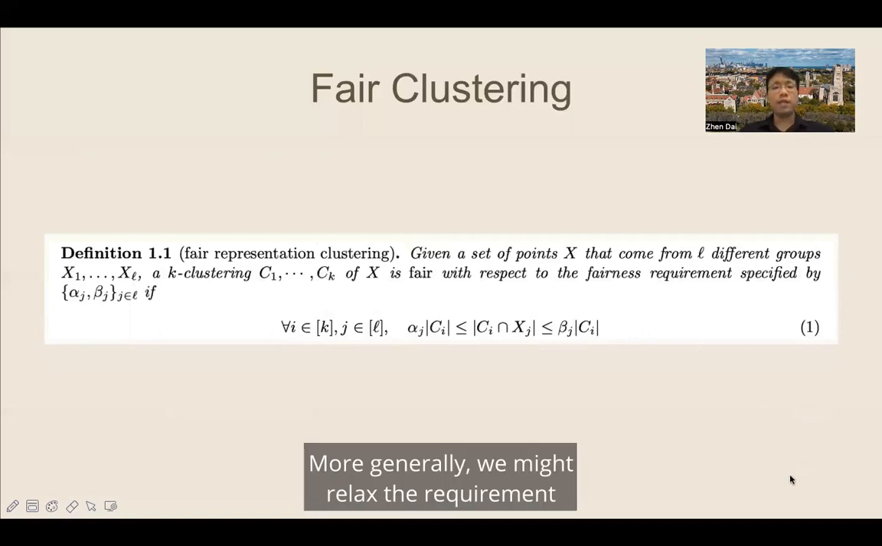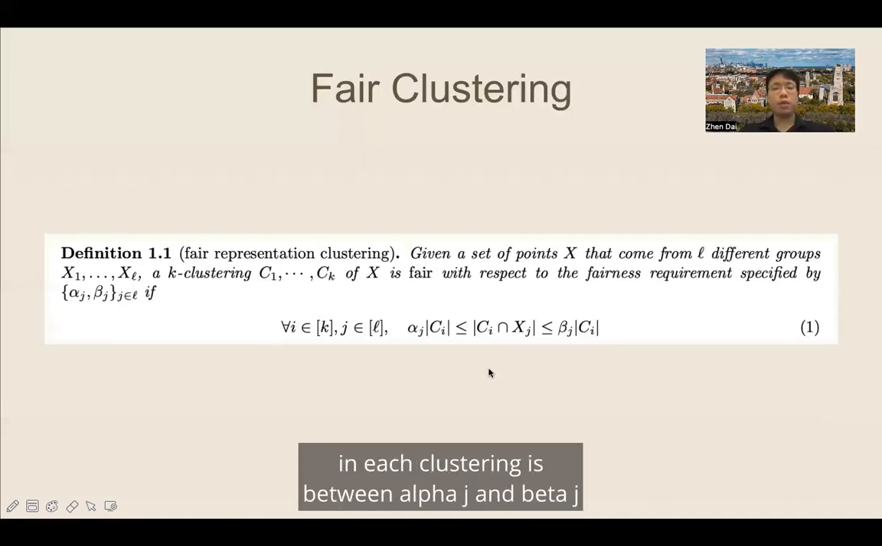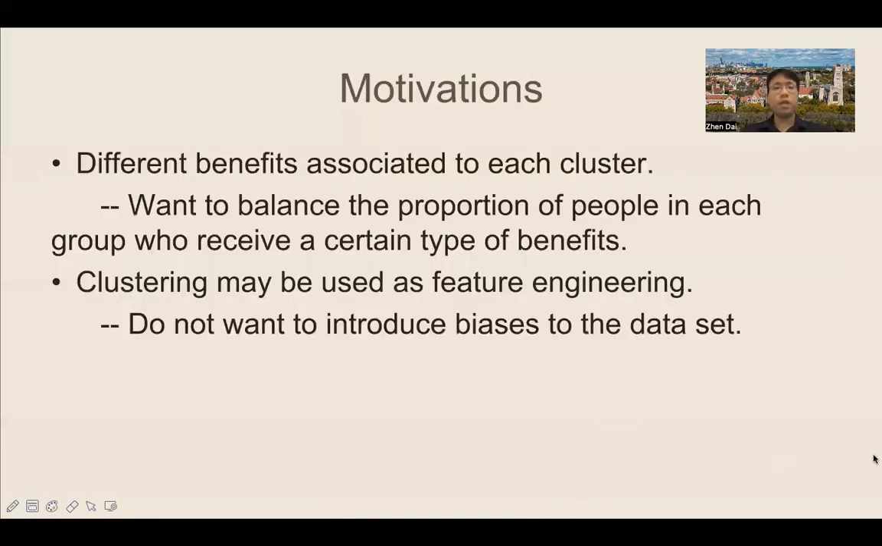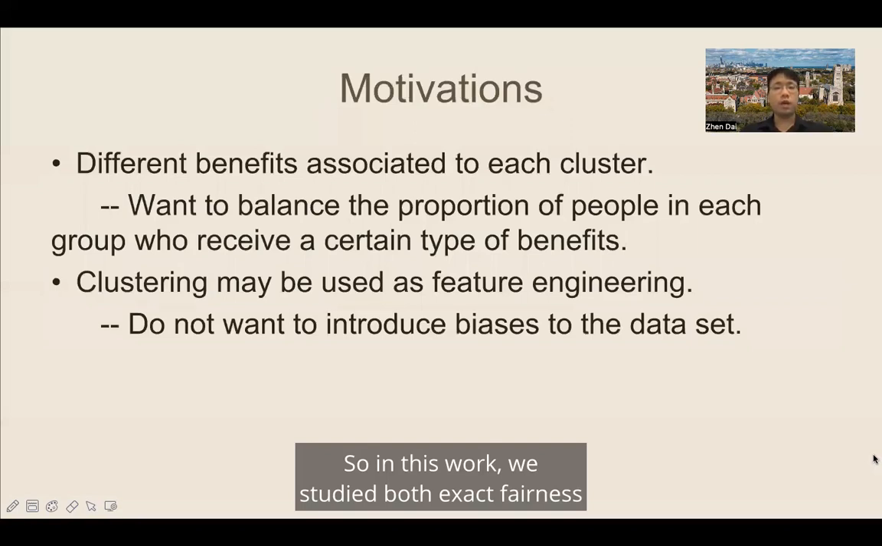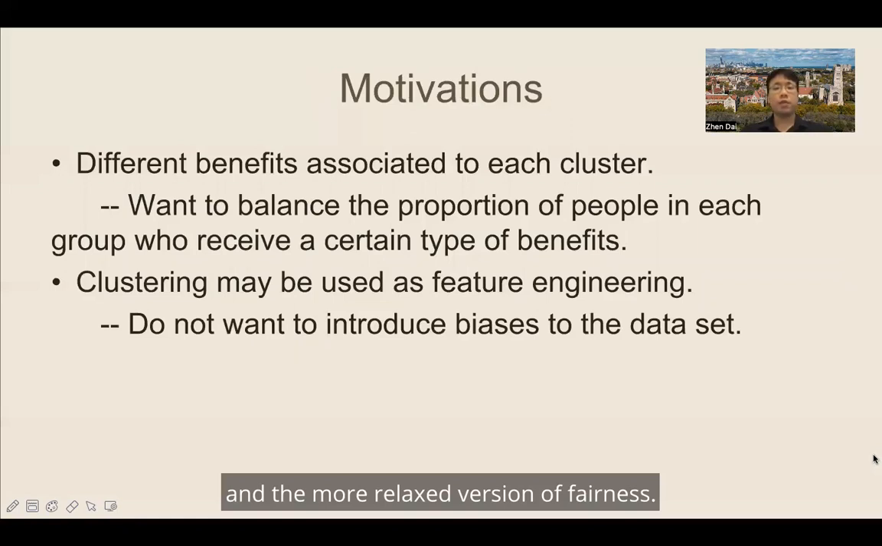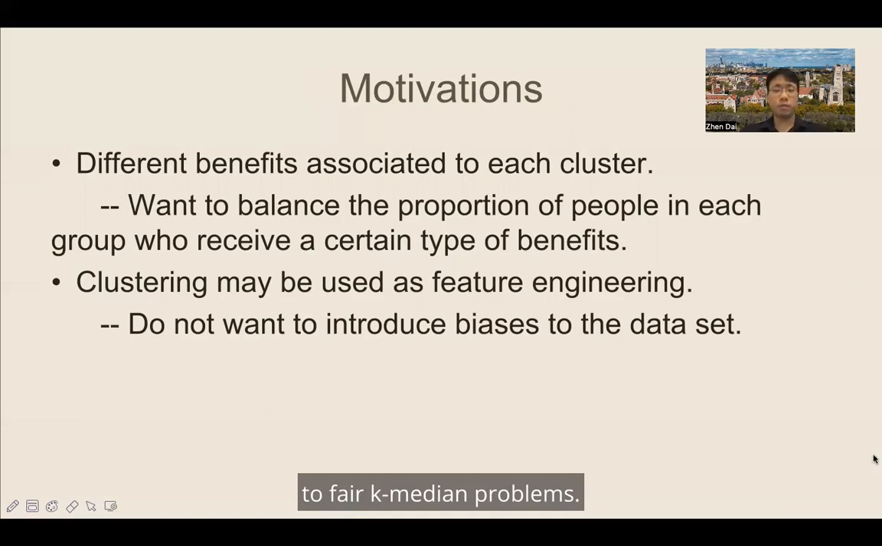More generally, we might relax the requirement and say that the fraction of red points in each cluster is between alpha j and beta j, where alpha j and beta j are usually picked to be numbers that are close to the fraction of red points in the population. So in this work, we studied both the exact fairness and the more relaxed version of fairness, and we want to design approximation algorithms for fair K-median problems.